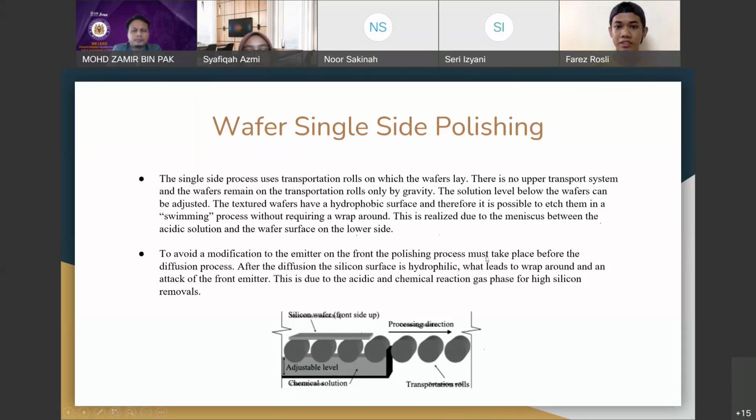So to avoid a modification to the emitter on the front, the polishing process must take place before the diffusion process. After the diffusion, the silicon surface is hydrophilic, which leads to wrap around and attack of the front emitter. This is due to the acidic chemical reaction gas phase for high silicon removals. So next slide.